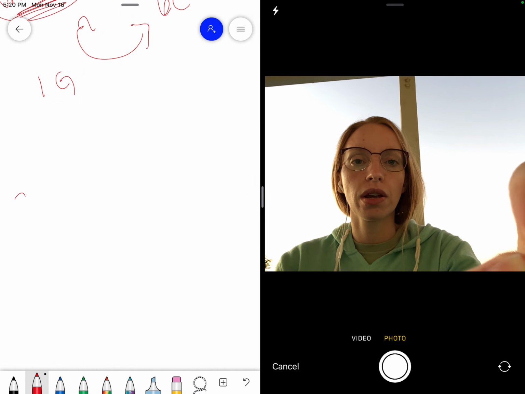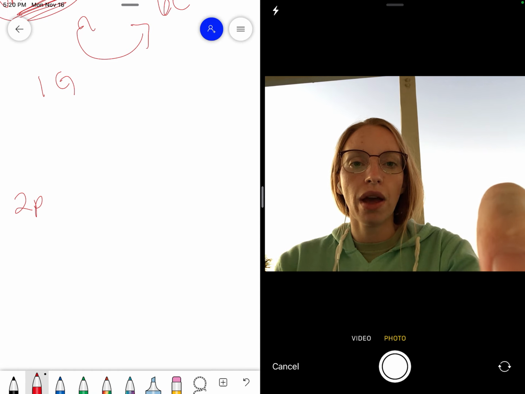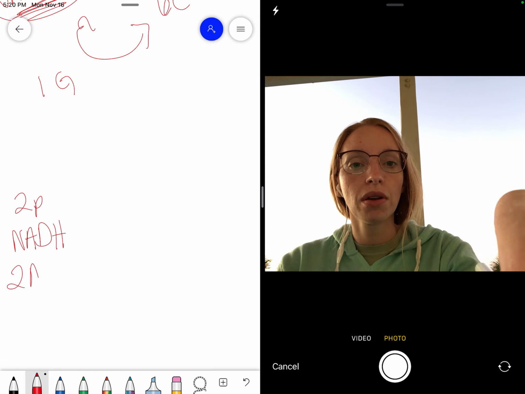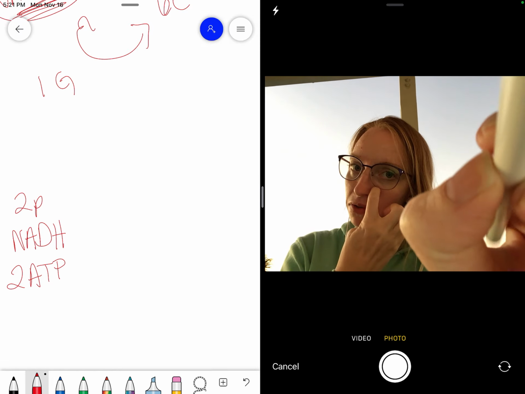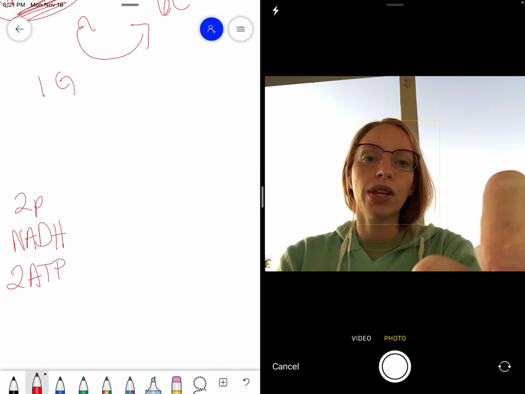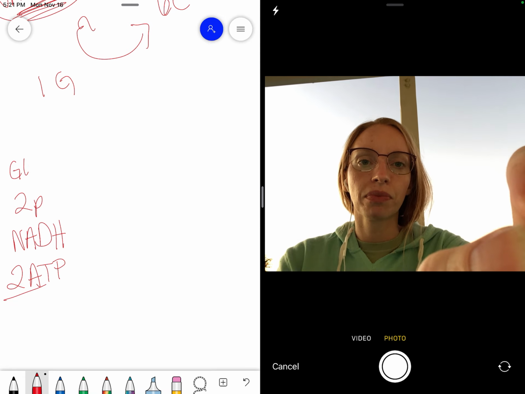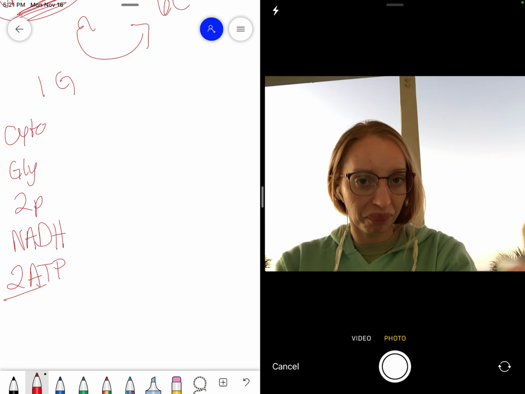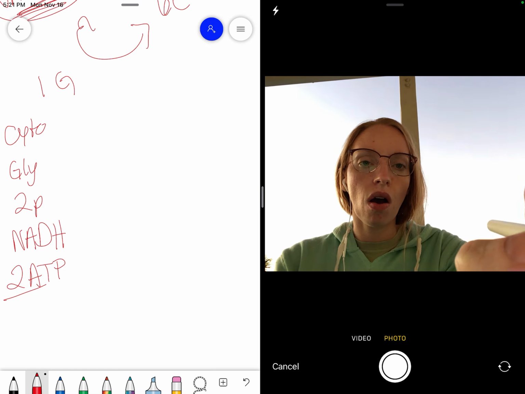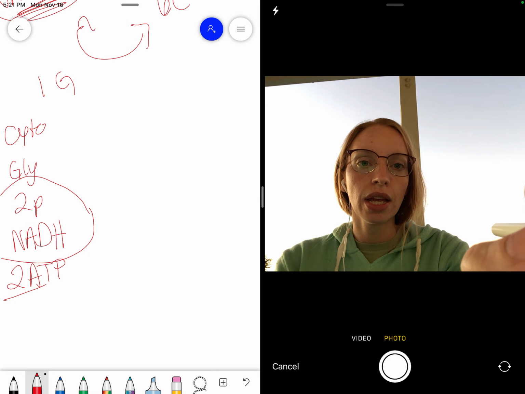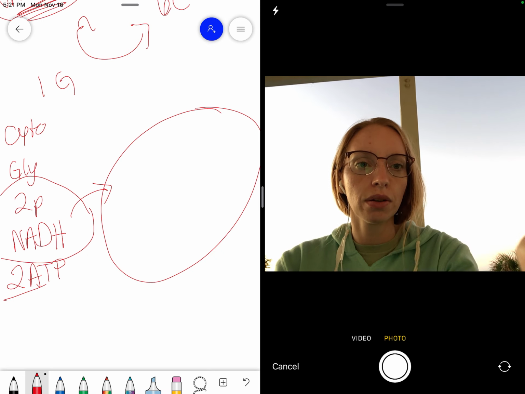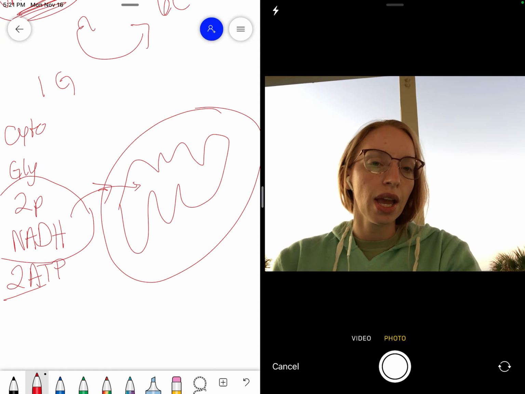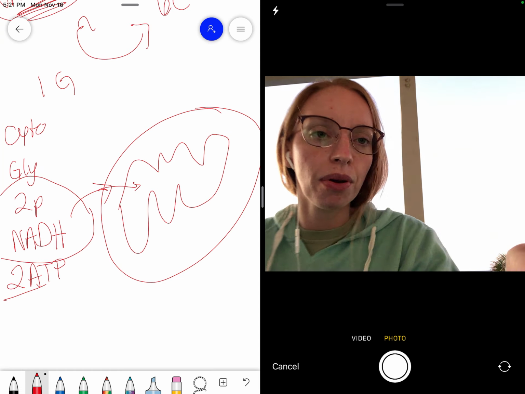So let's go through here. You have 2 pyruvate, you have NADH, and you also have 2 ATP. Remember, when we talk about the benefits of just doing glycolysis, it does make a little bit of ATP. And this again happens in the cytoplasm. So we're not even in the mitochondria yet. Then all of these things transport into this mitochondria, and they go all the way into the matrix. And in the matrix is where the next step will occur.